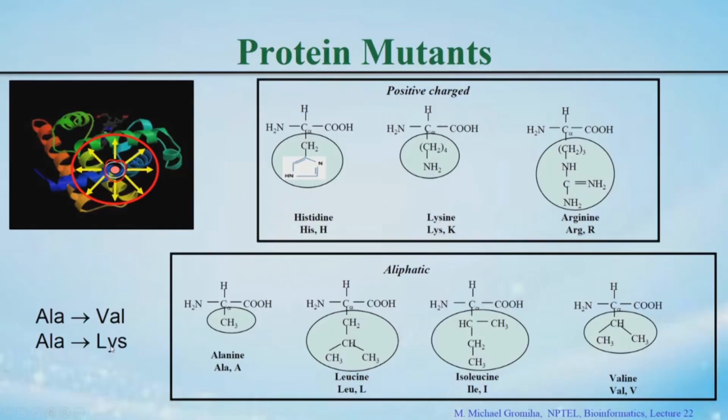Likewise, if we mutate alanine to lysine, what will happen? Will this stabilize the protein or destabilize the protein? It destabilizes the protein if this is in the buried state. If it is located in an exposed region and there is a nearby residue like aspartic acid or glutamic acid, in this case that can make salt bridges.